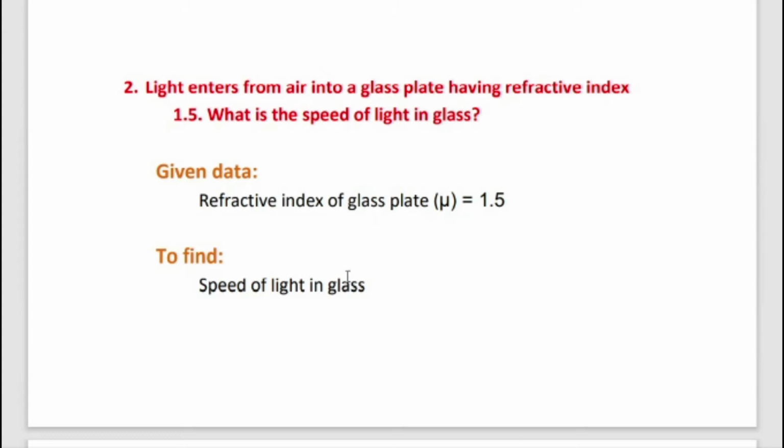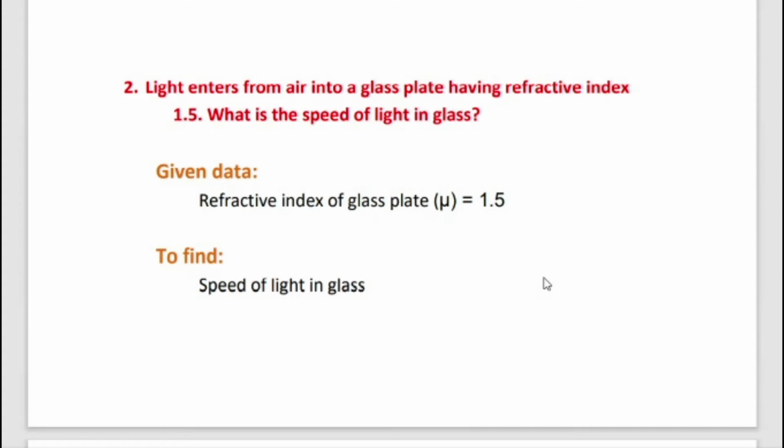So first write the given data. Refractive index of glass plate mu equal to 1.5. Refractive index means the ratio of the sine of angle of incidence to the sine of angle of refraction is a constant for a light of given color and for the given pair of media. This constant is called refractive index. So sin i by sin r is equal to constant.